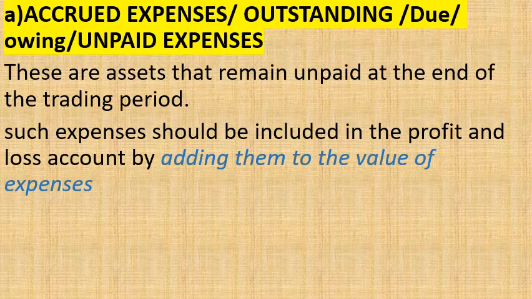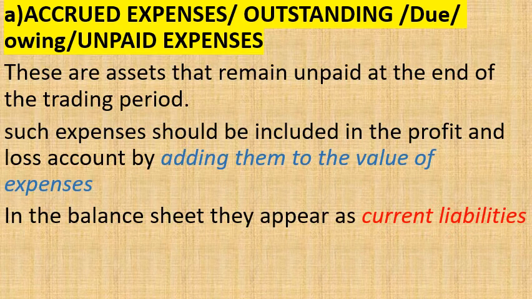Assume you had electricity 10,000. On top of that, they give you additional information and say unpaid expenses, unpaid electricity of 5k. So that means in our trading profit and loss account, we shall get electricity of 10,000 plus the 5k that we have not yet paid to get the actual amount for electricity.